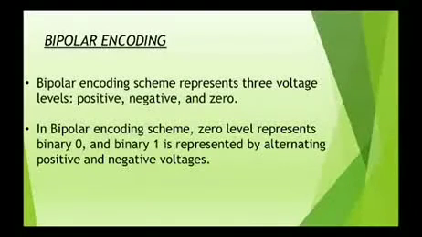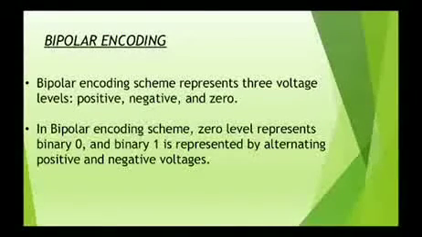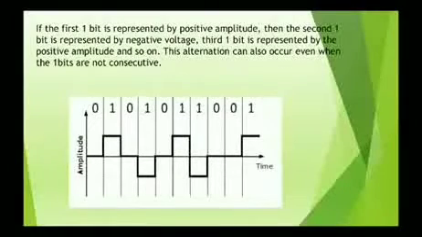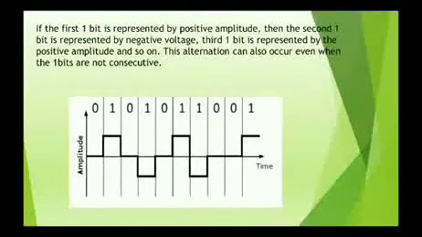Bipolar encoding. The bipolar encoding scheme represents three voltage levels: positive, negative and 0. In bipolar encoding, the 0 level represents binary 0, and binary 1 is represented by positive and negative voltages. You can see here, a 0 bit is represented by 0 voltage and a 1 bit is changed.